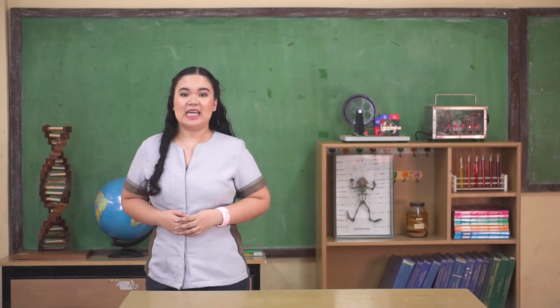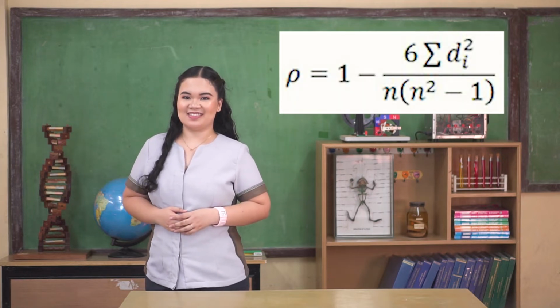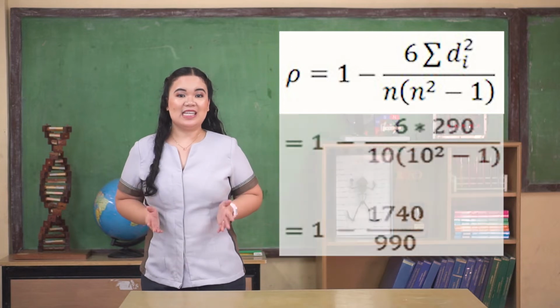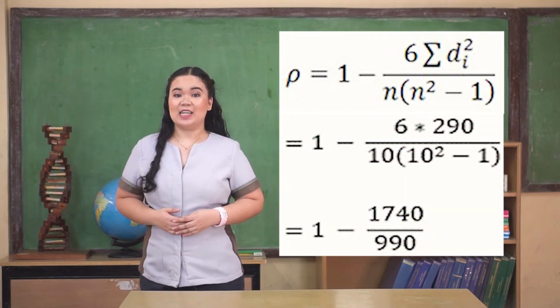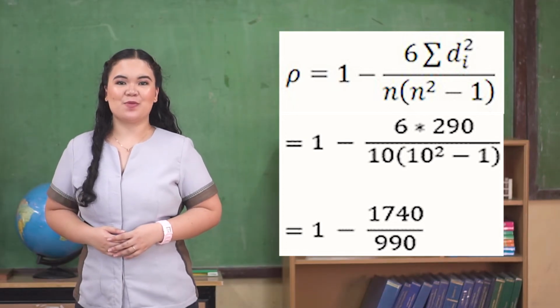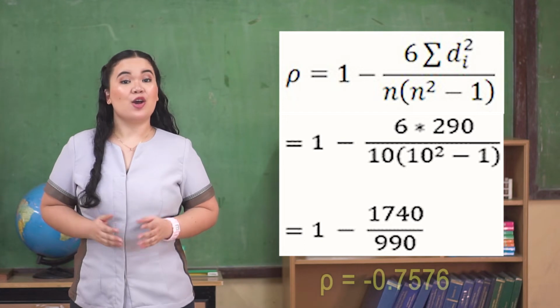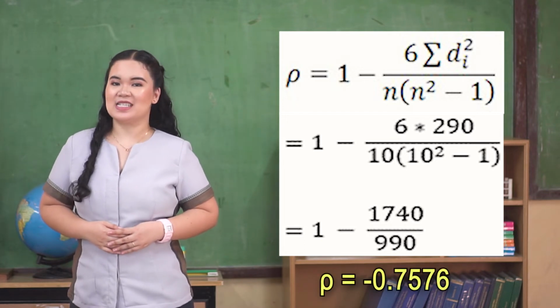Step 5. Insert these values in the formula. With D squared equal to 290 and N equal to 10, the formula undergoes the following transformations. Rho is equal to negative 0.7576.